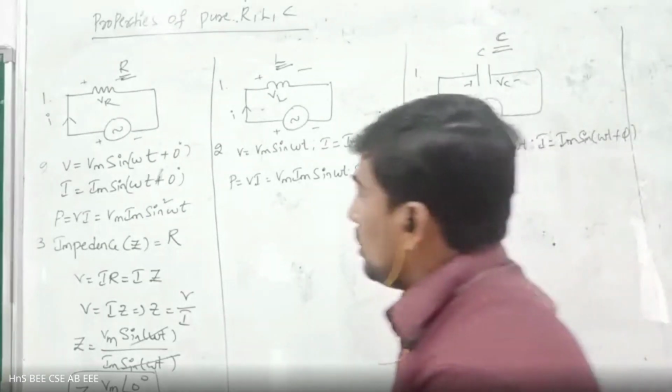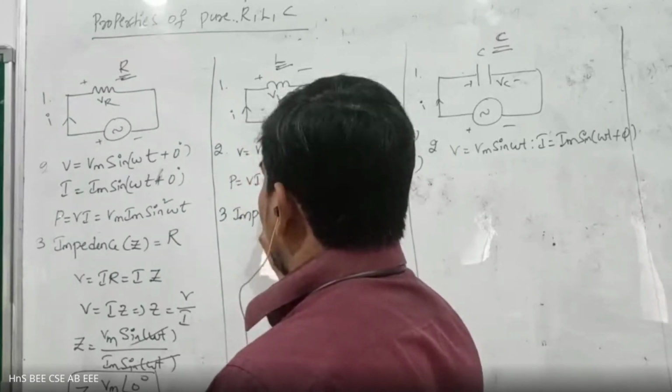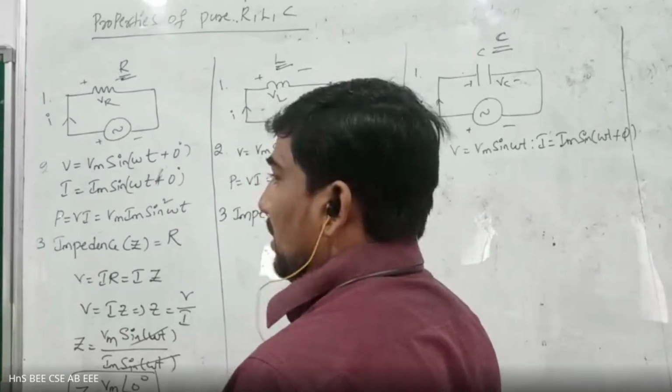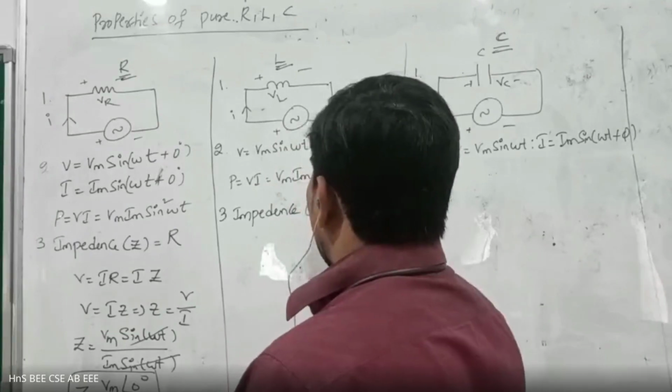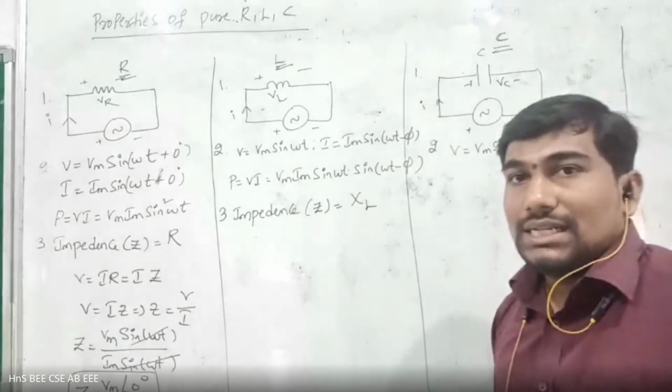Now coming to the pure inductor. The pure inductor impedance Z equal to XL, not L. It is called XL.